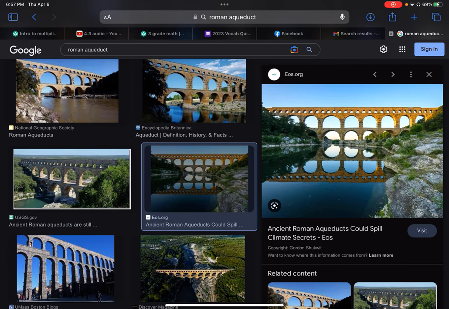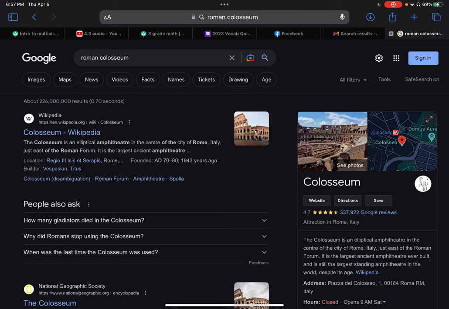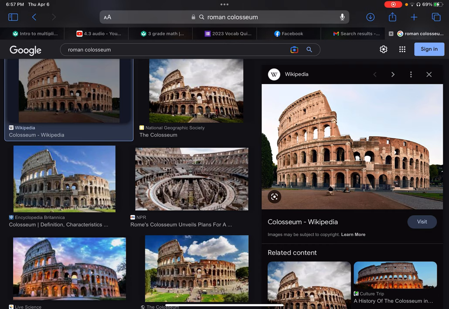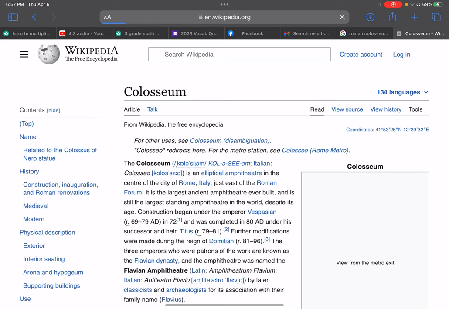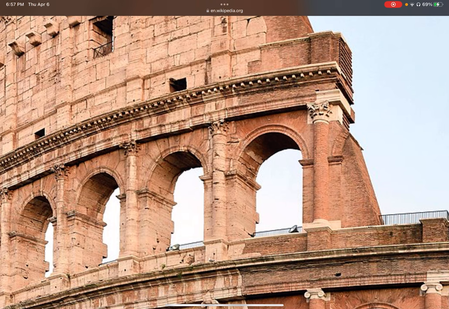Okay. If you look at the Roman Colosseum, you're also able to see the arches. I zoom in. I know it's Wikipedia. That's the arch right there. Okay, you see that? That's the arch. So this innovation allowed them to create these huge structures.